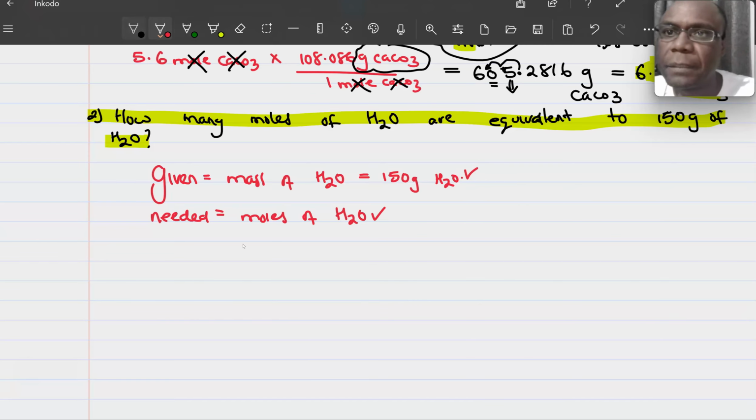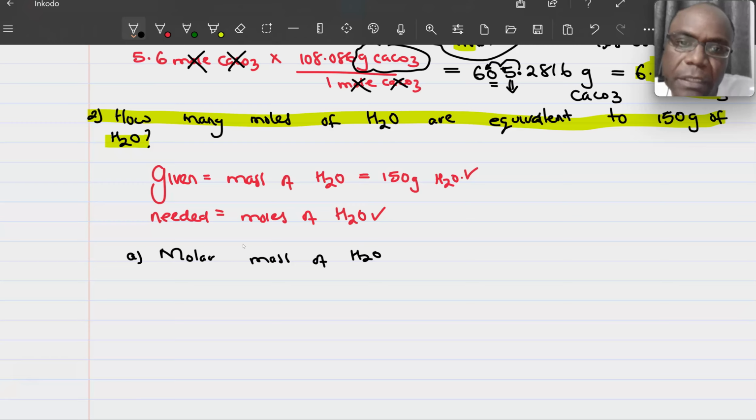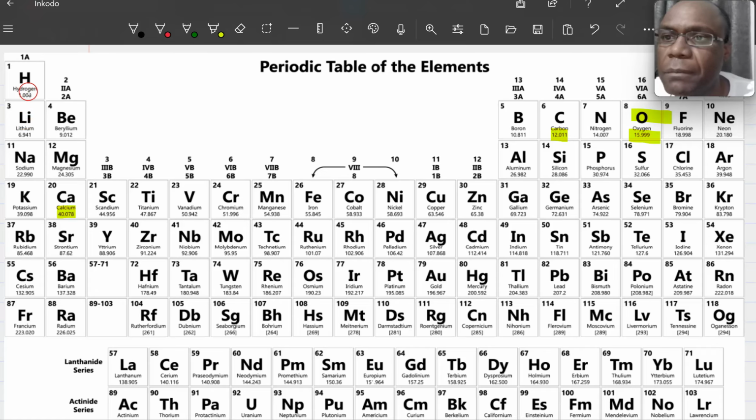So step number 1, as usual, or step A, we need to find the molar mass of water using the periodic table that will be given in the test. So the periodic table that I have here will help me to find the molar mass by adding mass of hydrogen atom plus mass of hydrogen atom plus mass of oxygen.